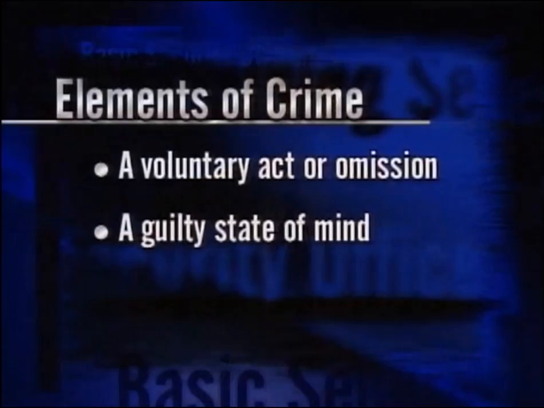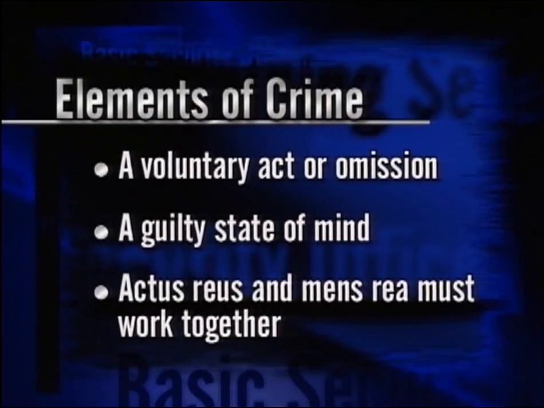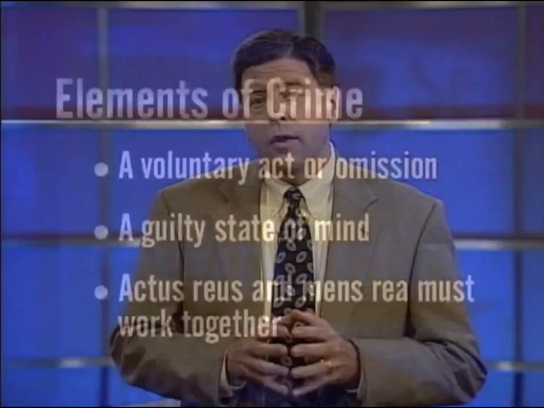Number two, a guilty state of mind. It is sometimes referred to as intent. The law calls it mens rea. It's a state of mind in which the perpetrator of the crime intends for the criminal act to happen. Number three, actus reus and mens rea must work together to create an act that is a violation of a statute. As you can see, there is more to committing a crime than just going out and doing something wrong.